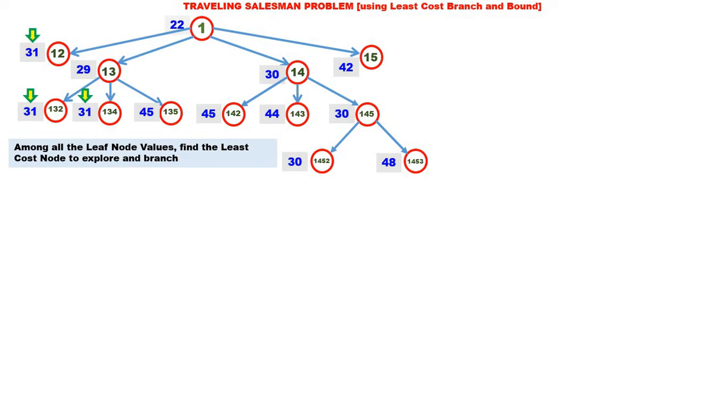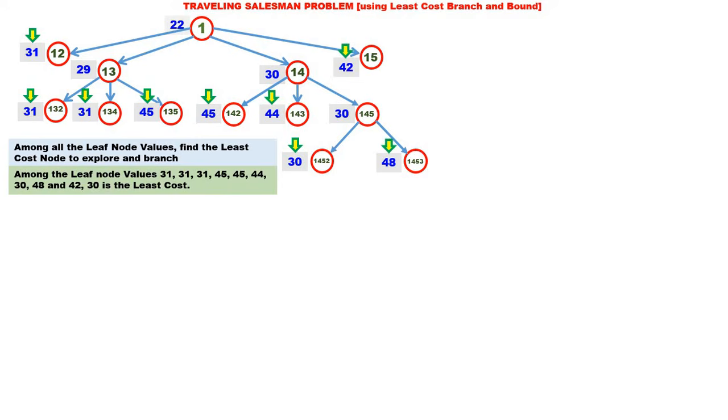31, 31, 31, 45, 45, 44, 30, 48, and 42. So what is the minimum among all the leaf nodes? 30, for 1452. Now we have to explore and branch from node 1452. If we have to explore the node 1452, we require the reduced matrix for node 1452.